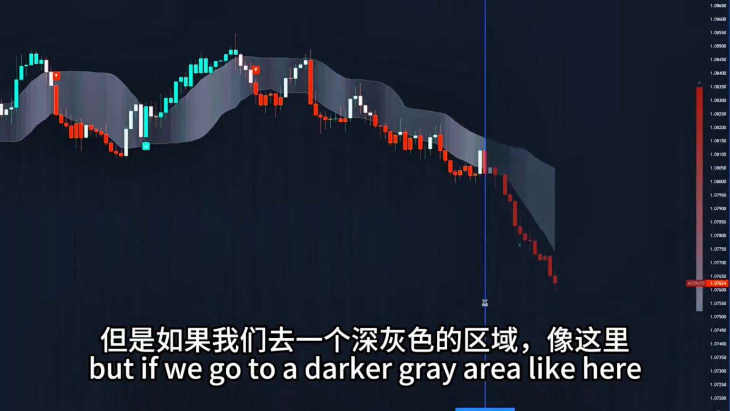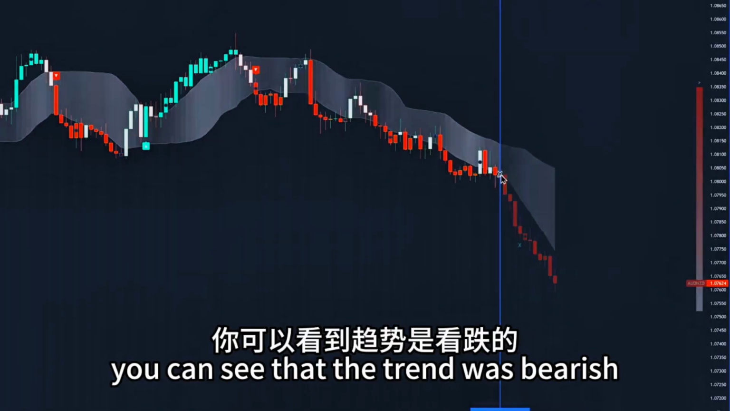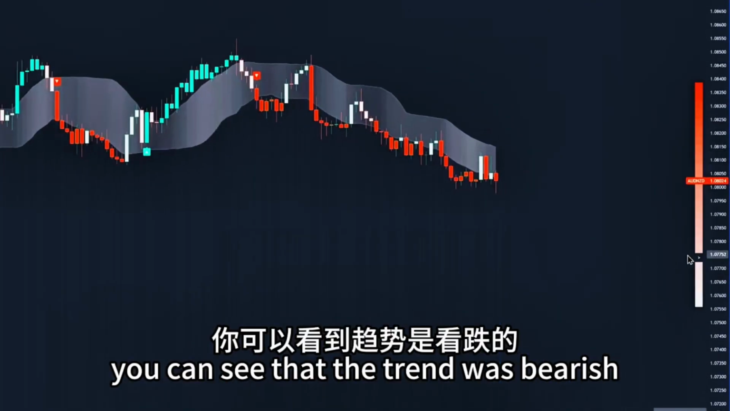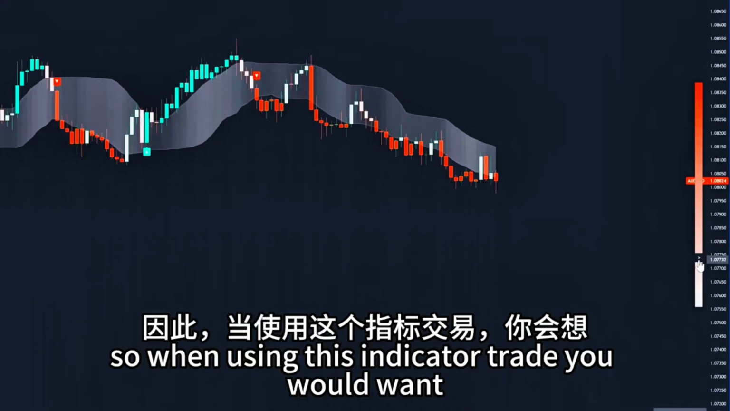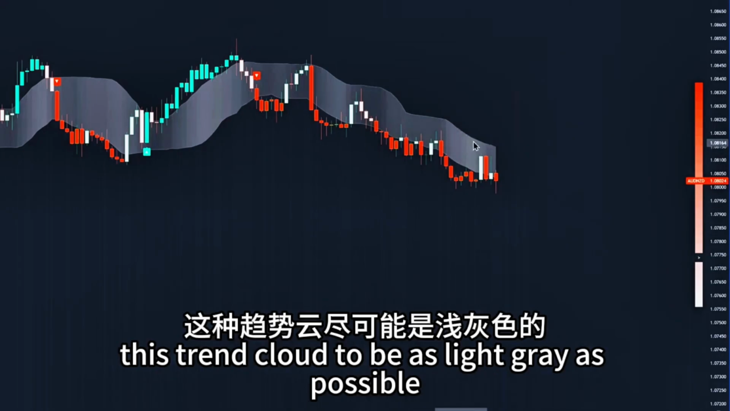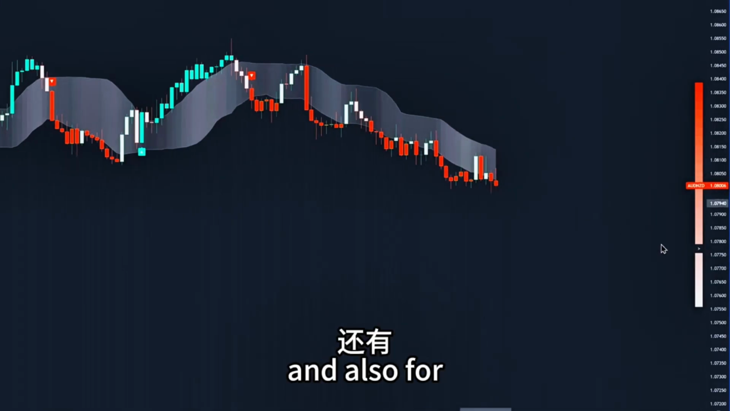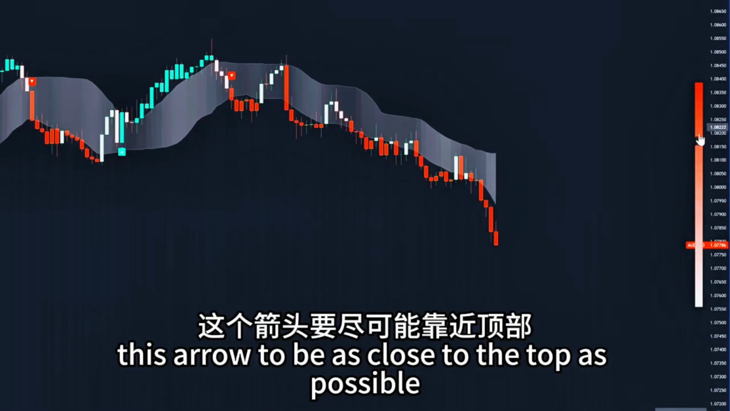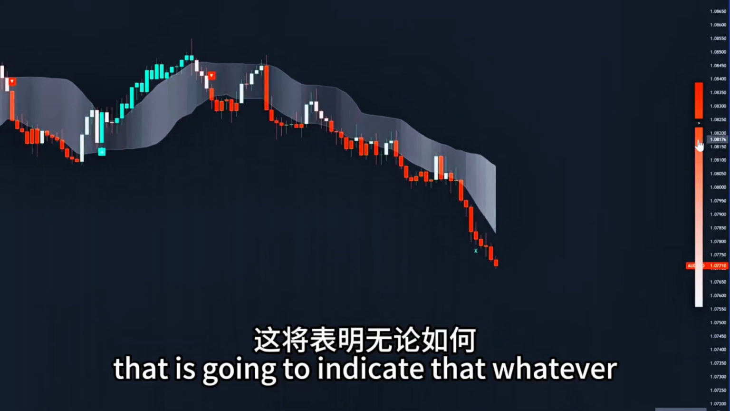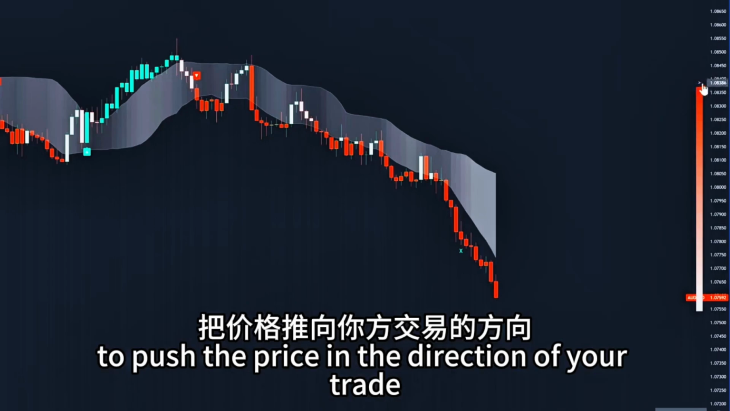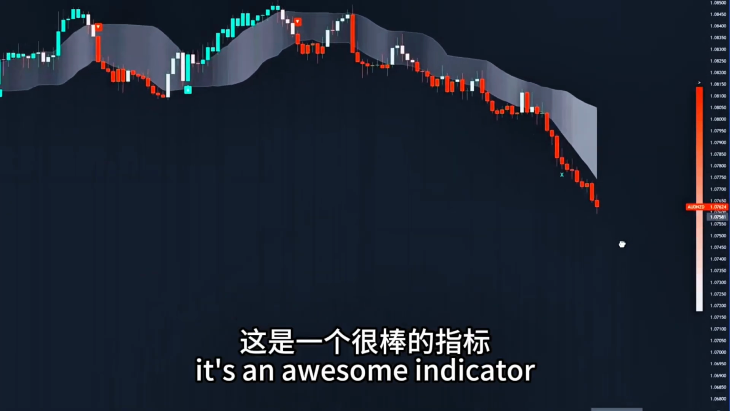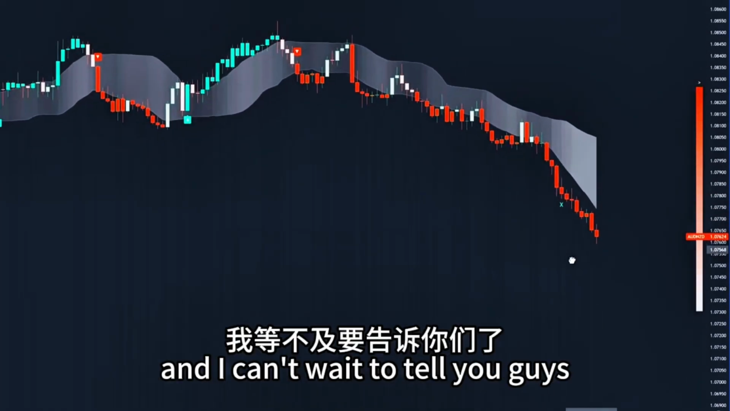But if we go to a darker gray area like here, you can see that the trend was bearish, but indicated as a super weak bearish trend. So when using this indicator to trade, you would want this trend cloud to be as light gray as possible, and also for this arrow to be as close to the top as possible. That is going to indicate that whatever trend you're trading in is strong enough to push the price in the direction of your trade. It's an awesome indicator, and I can't wait to tell you guys how you can use it to trade.